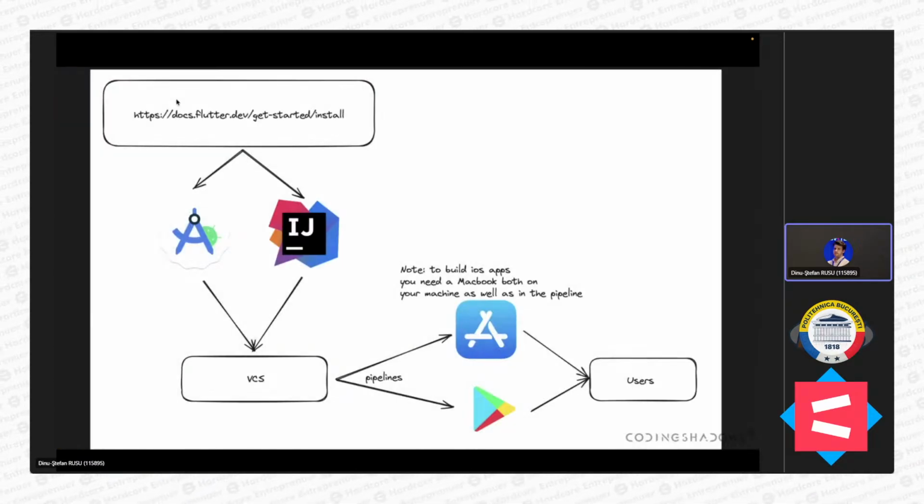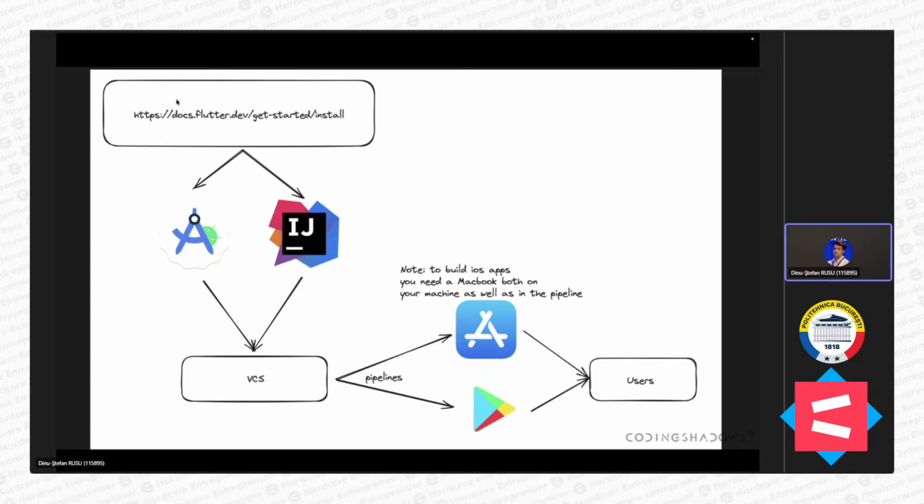When you develop Flutter apps, you would have a workflow that looks something like this. So you could use either Android Studio or IntelliJ to write your Flutter code. You push the changes to your version control system. And then, as I've said in the GitHub part, you would have pipelines that automatically build for the two stores.